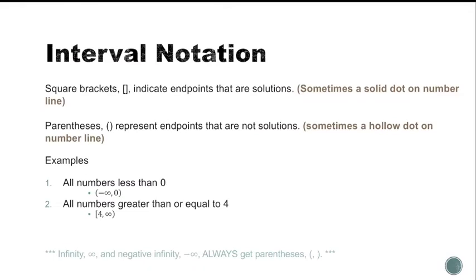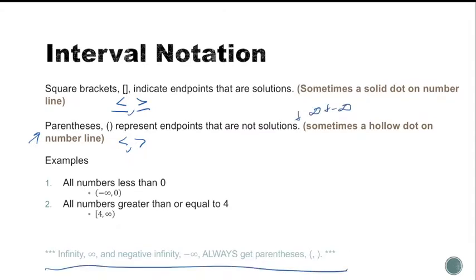So for interval notation, square brackets indicate that endpoints are a solution. Sometimes that's a solid dot on a number line, used with less than or equal to and greater than or equal to. Parentheses are used to represent endpoints that are not solutions, which is sometimes a hollow dot on a number line, so less than or greater than. And infinity and negative infinity always get parentheses.